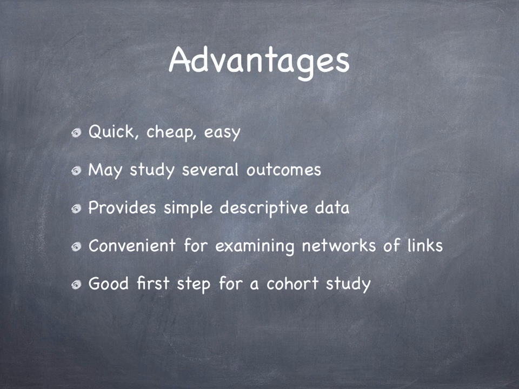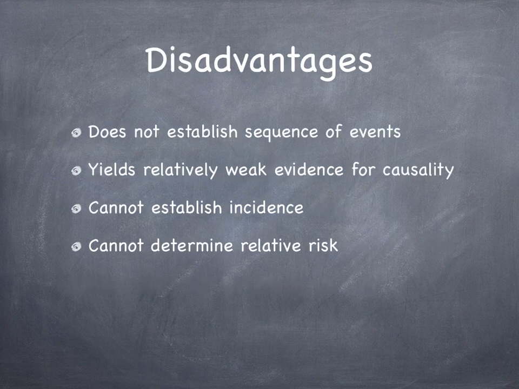And what are the disadvantages of a cross-sectional study? Well, a cross-sectional study does not establish a sequence of events because a single point in time is examined, yields relatively weak evidence for causality, cannot establish incidence, and cannot determine relative risk using this study design.